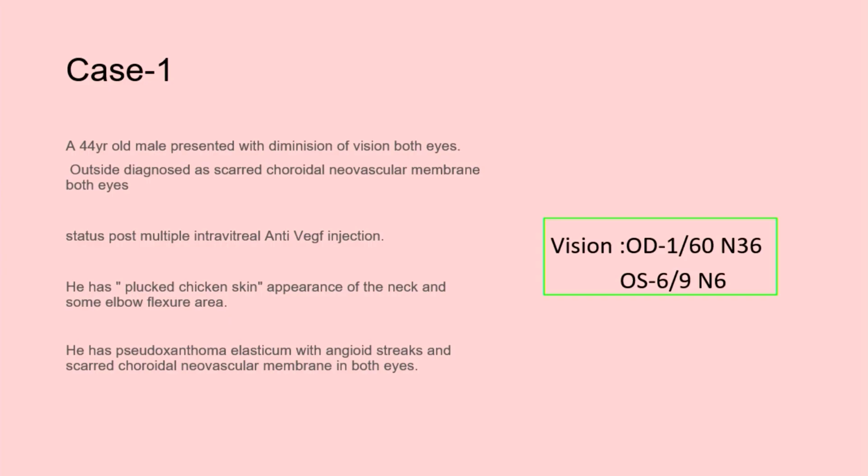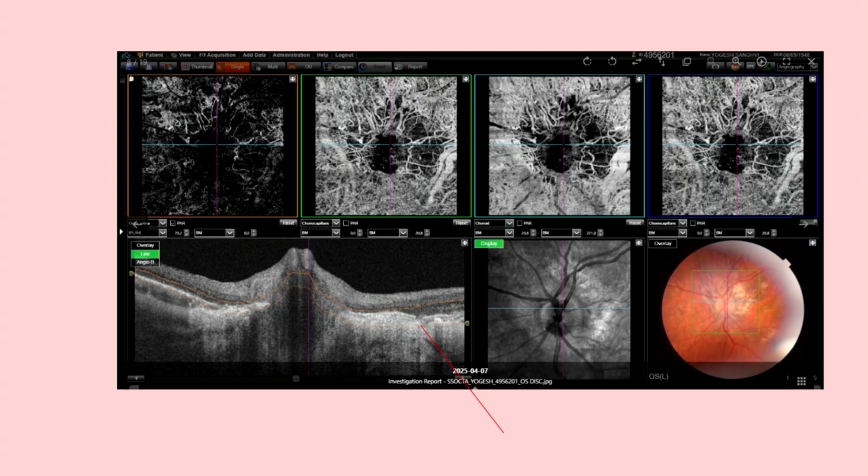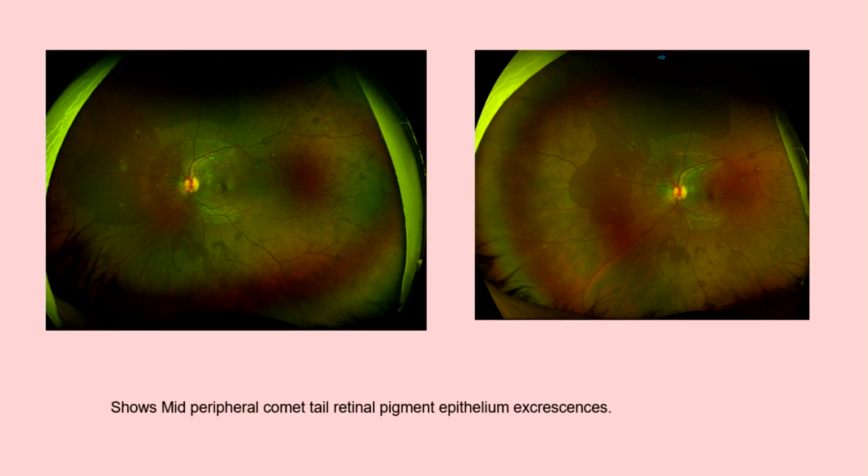with scarred CNVM in the right eye. And this is the skin, with nodular skin appearance. The right eye shows a scarred CNVM with the angioid streak. This OCT shows a break in the Bruch's and RPE complex in the peripapillary region. And this shows a mid-peripheral comet tail, like the other RPE excrescences seen in pseudoxanthoma elasticum with angioid streaks.